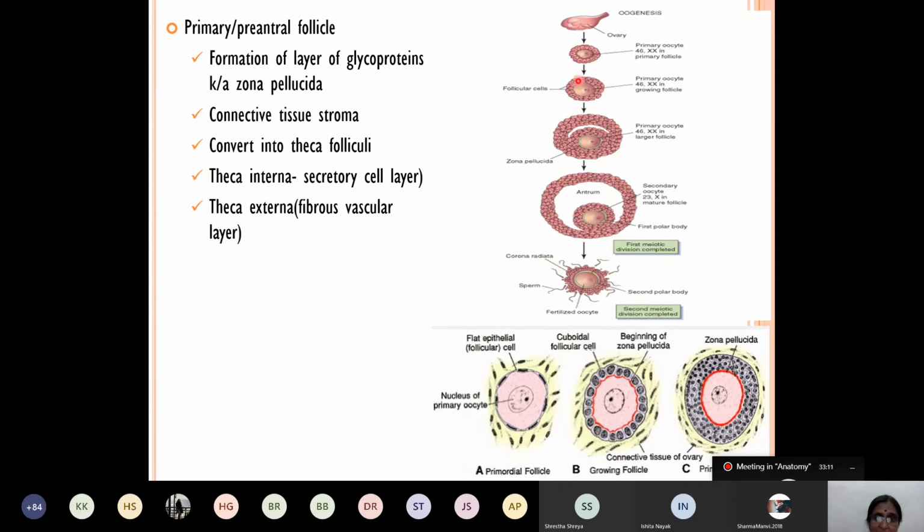Then the outermost stroma of this follicle will change into theca interna and theca externa. And then what event is taking place? At the same time, there occurs the formation of intercellular clefts with fluid, and these intercellular clefts fuse with each other to form the antrum, thus converting the secondary follicle into the antral follicle. The antral follicle enlarges and matures to form the Graafian follicle. This is the Graafian follicle. This is the period when it gets ovulated.